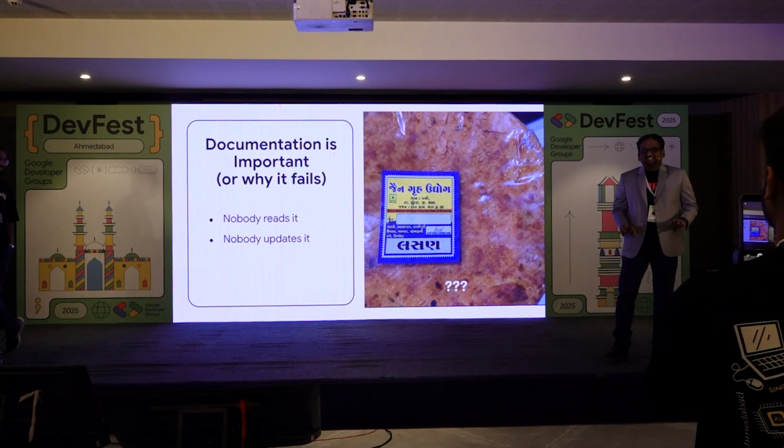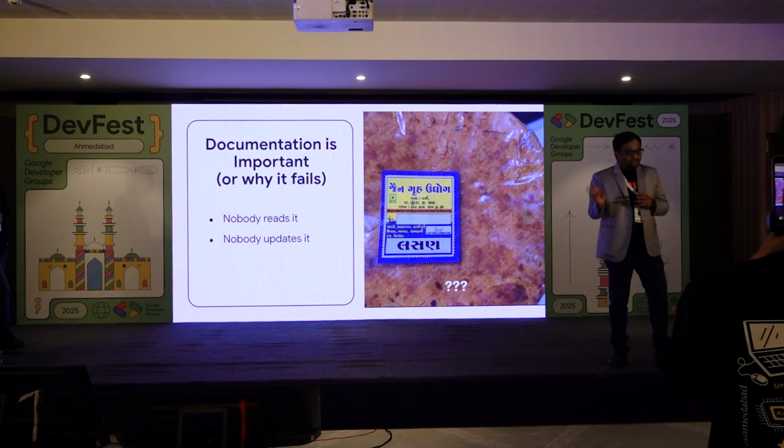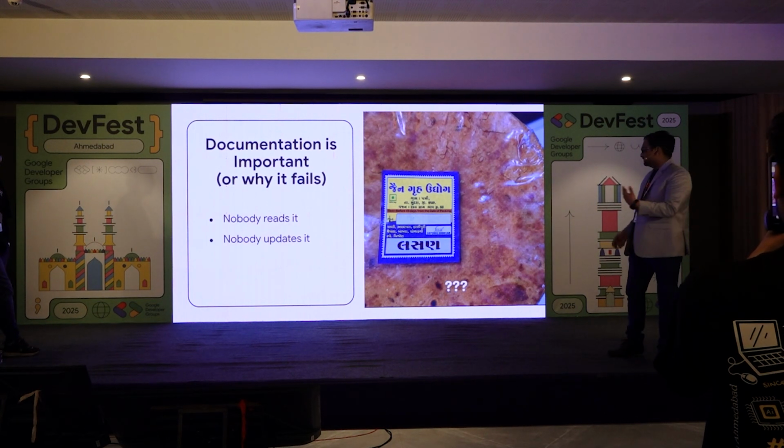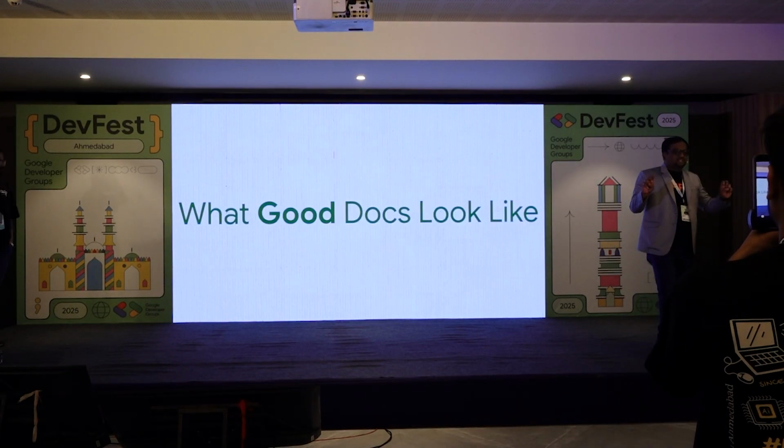Right? So make sure when you write the design system, when you create your components, the documentation should also get updated regularly. Next. Okay. So what exactly does good documentation look like?